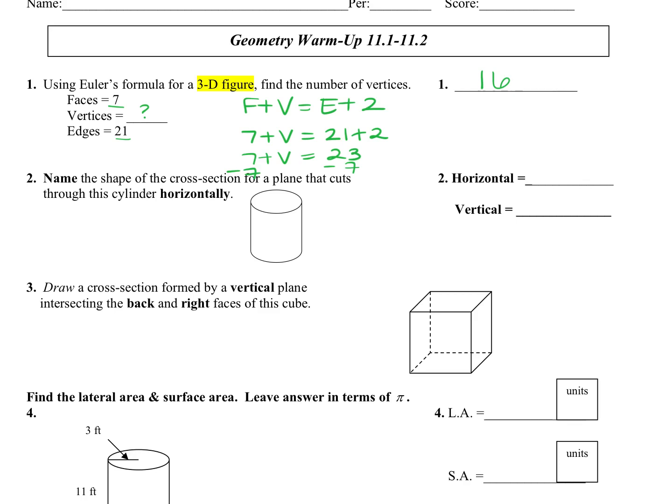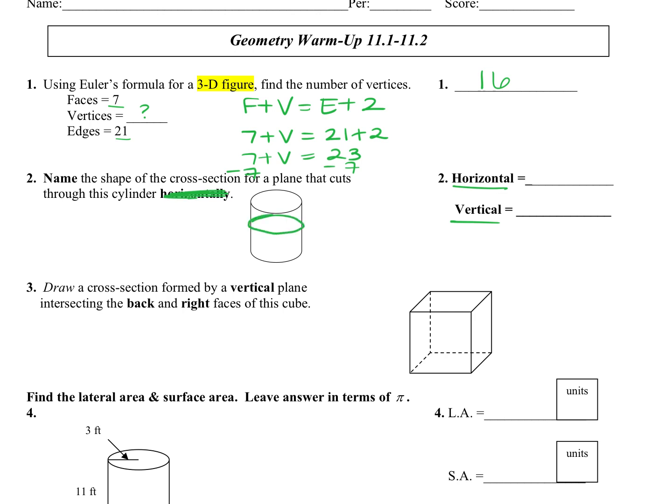All right, number 2, name the shape of the cross-section for a plane that cuts through. I should have changed this because I decided to go with both ways. So the horizontal plane that cuts through a cylinder would be what shape? That would be a circle.